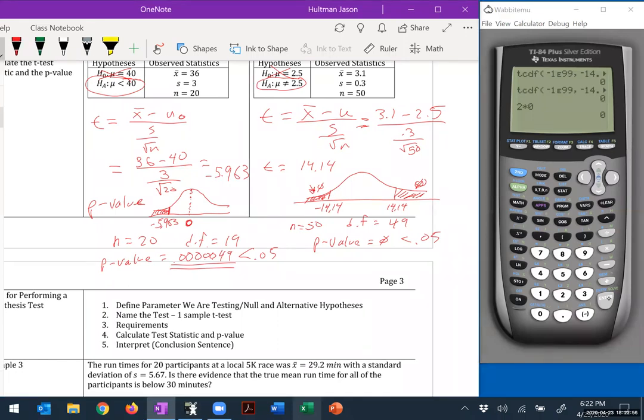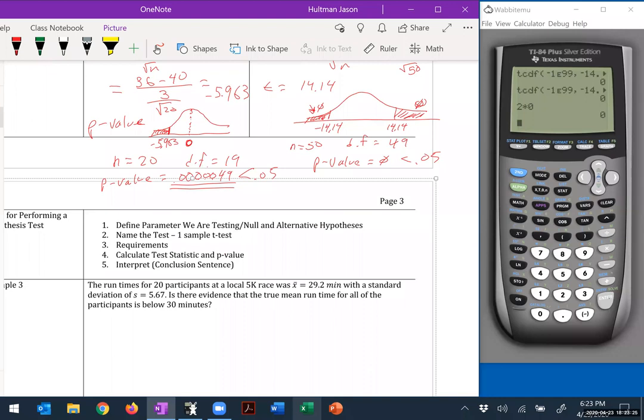Okay, so again, I would reject, and I would say, no, it's not equal to 2.5 anymore. Your claim is bogus. In both of these, I would reject the null. In the first one, I'd say, no, your claim that it's 40 is wrong. It's less than 40. And in the one that we just did, we'd say that your claim of 2.5 is wrong. The alternative is true, which is that it's not 2.5.